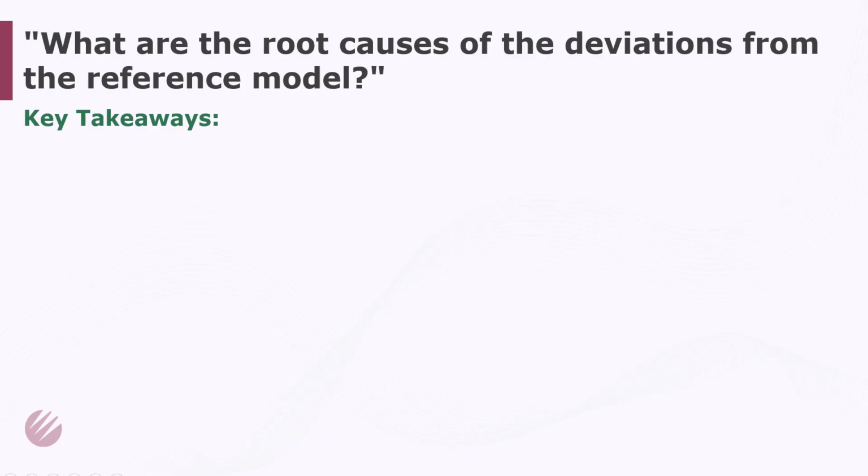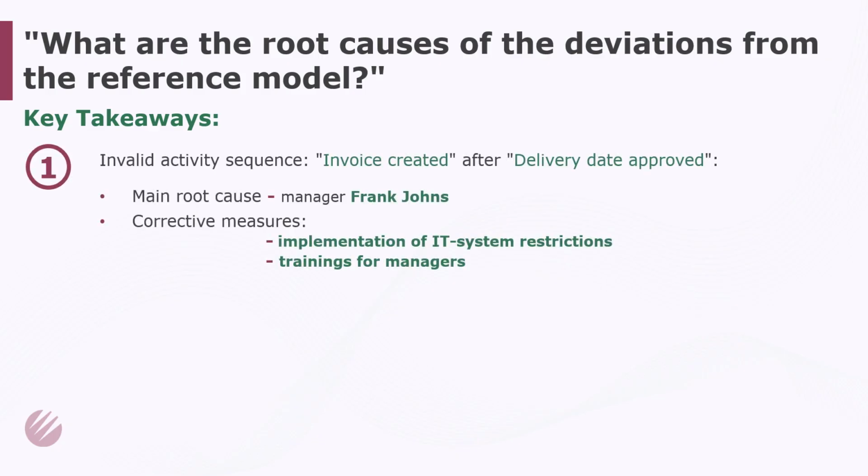So, answering the question what are the root causes of the deviations from the reference model, there are some conclusions. Invalid activity sequence, invoice created after delivery date approved. Main root cause is a manager Frank Jones. A corrective measure could be to restrict invoice creation in the system until completion of delivery or sending order to supplier is completed, and provide some trainings for managers.